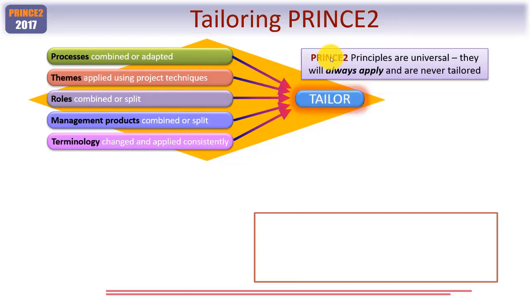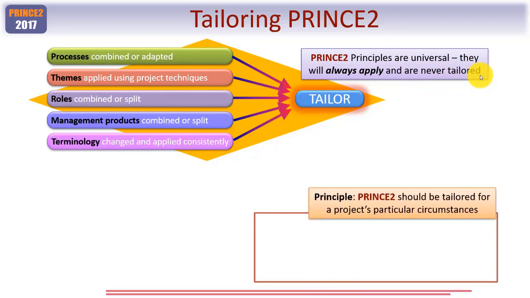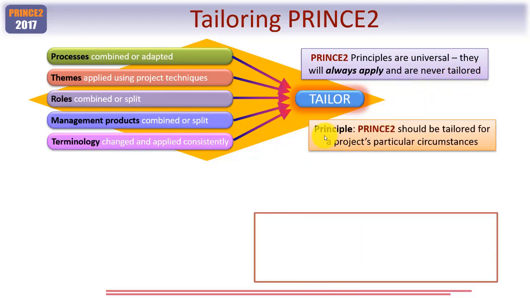Now, PRINCE2 principles, however, are universal. They will always apply and are never tailored. Whereas, using the word principle in its general sense, PRINCE2 should be tailored for a project's particular circumstances. I've deliberately put these two together so you're quite clear. Here we're talking about the principles within PRINCE2, and here we're talking about a general law, if you will, and that is that PRINCE2 should always be tailored.